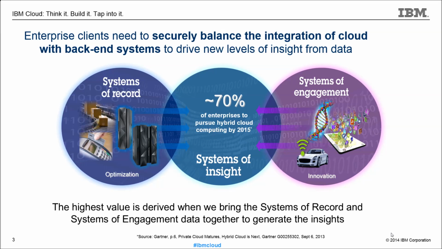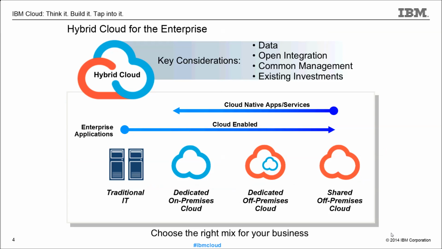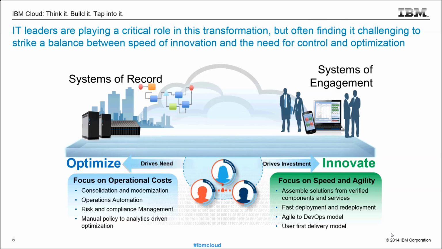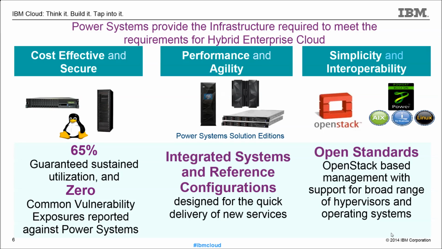For many of our clients, an isolated cloud is not an option because of their legacy IT investments and in-house data. Therefore, a hybrid environment which connects in-house or outsourced systems with a cloud will be very popular with our enterprise clients. IBM Power Systems are cost-effective, secure, and provide the needed performance and agility, and are also built using open standards.